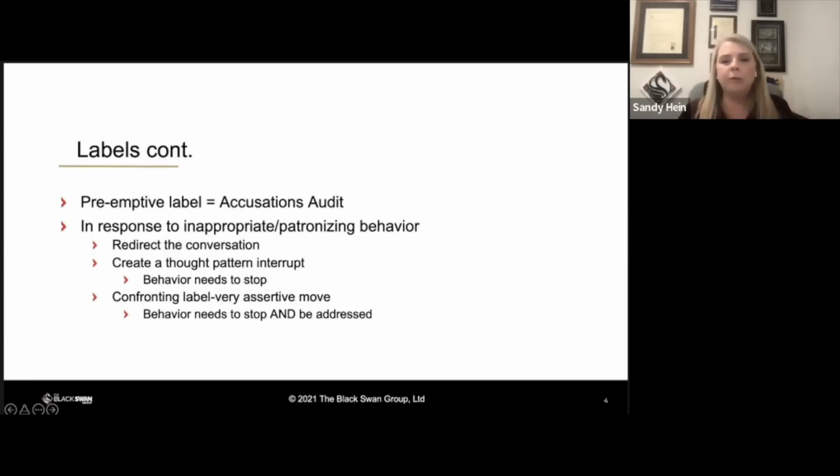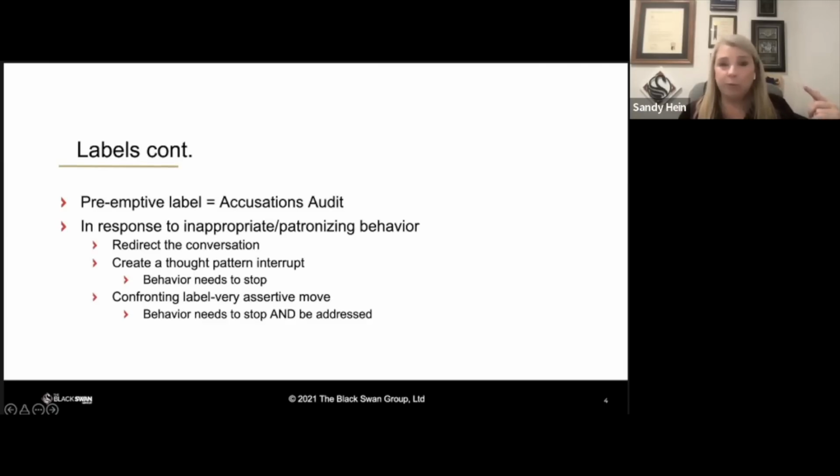That seems like you have a reason for label also works with inappropriate behavior, especially for creating a thought pattern interrupt. If someone has said something off color or inappropriate to you, or tried to take the conversation in a direction you don't want it to go, you say, seems like you have a reason for saying that, and then you just go silent and let them think about what they just said.